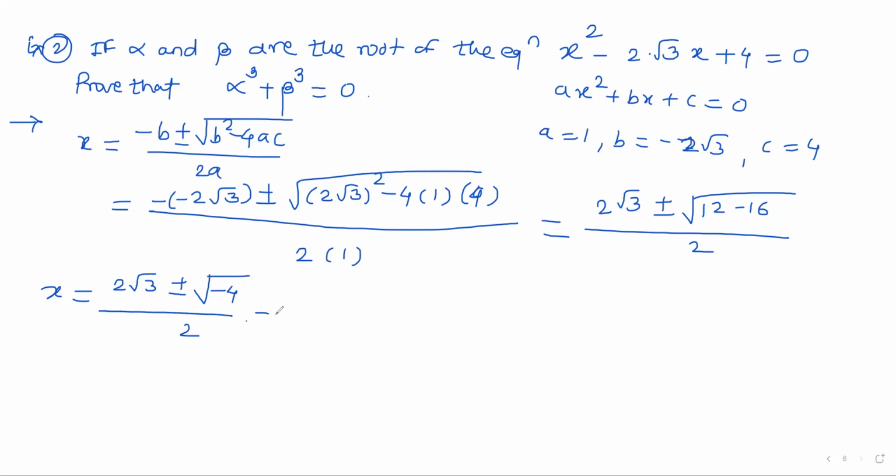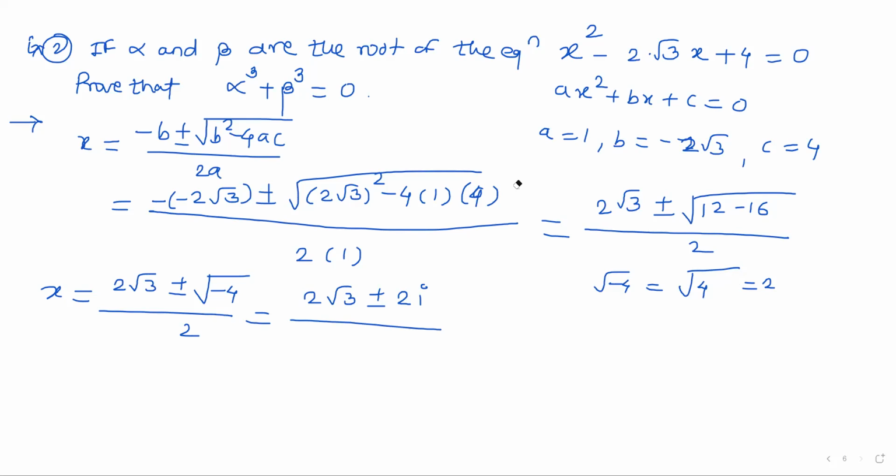Divided by 2. As you can see, root minus 4 can be written as 2 root 3 plus minus 2 into i, because under root minus 4 can also be written as under root 4 into i. Under root 4 is 2, and root i, into minus 1. So that will be 2i. Minus 4 is 2i, under root minus 1 is i.